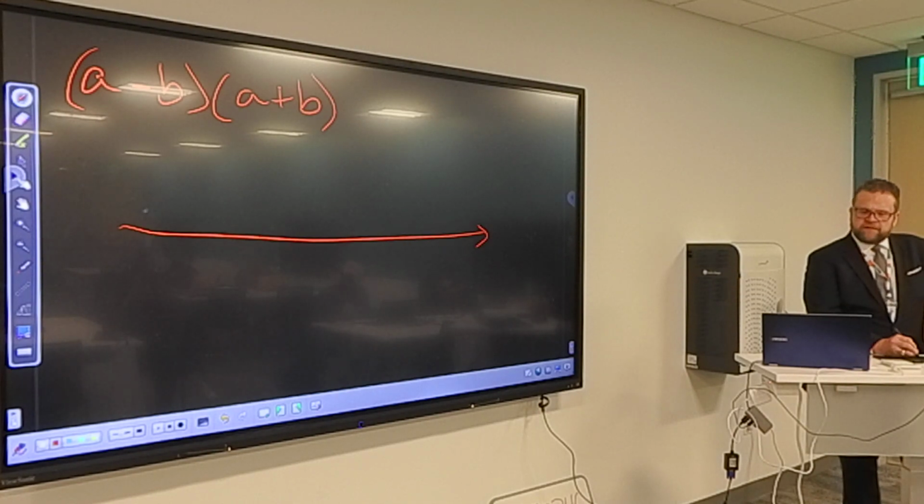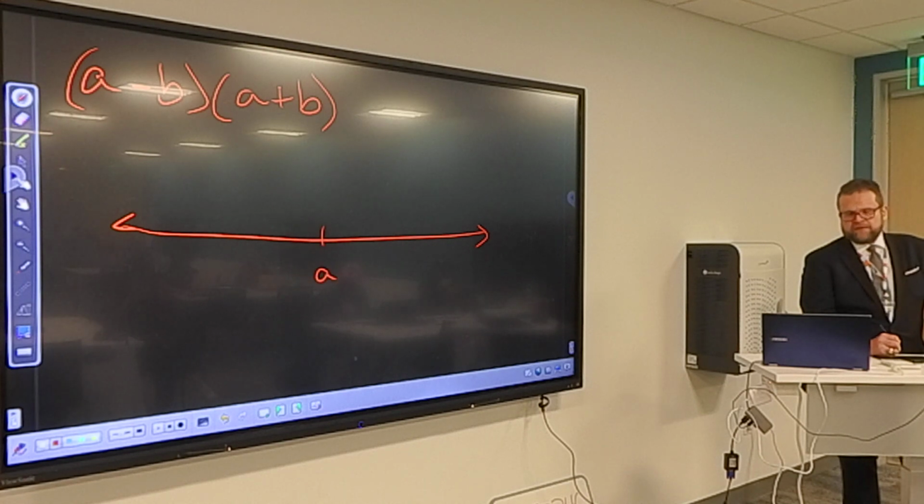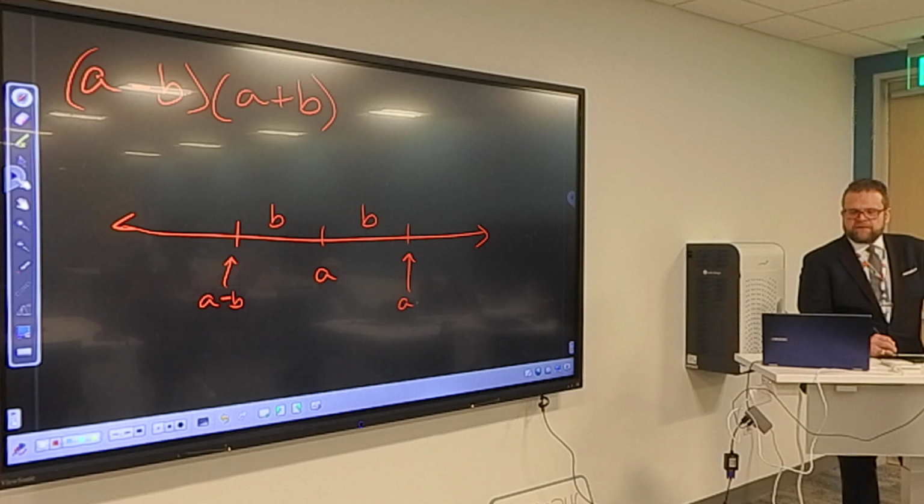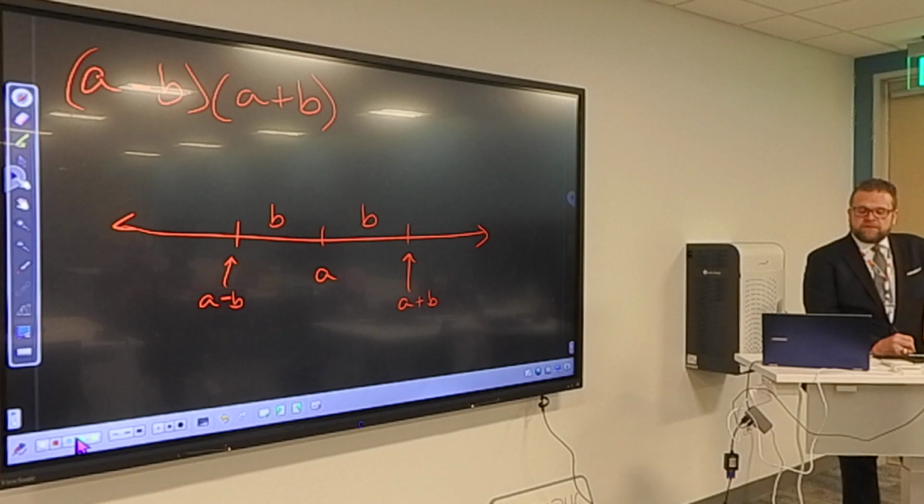On the number line, this would look like there's a, and this distance is b, and this distance is b. So then this number right here is a minus b, and this number right here is a plus b. Okay, then let's multiply in the style of the Greeks.